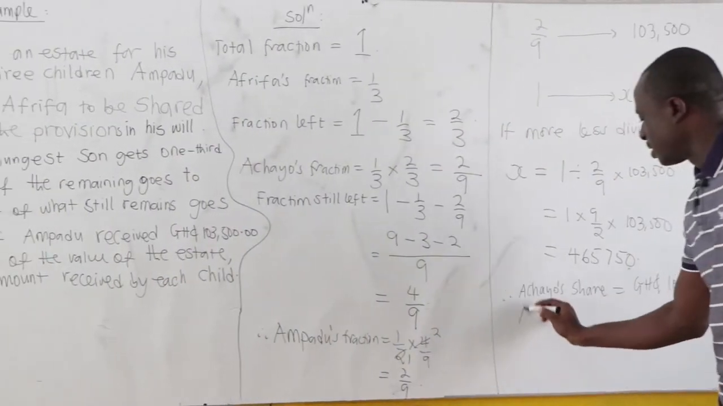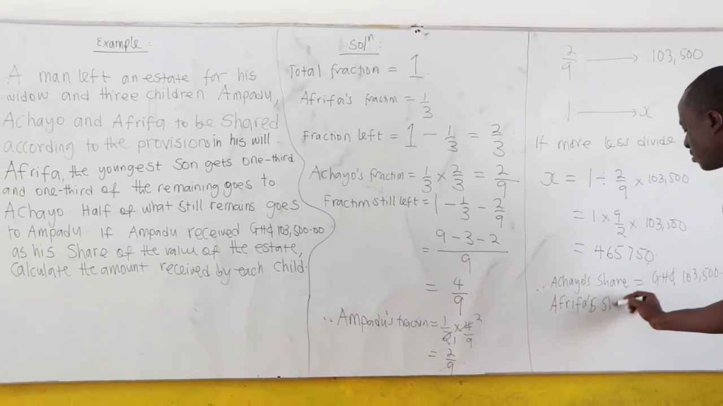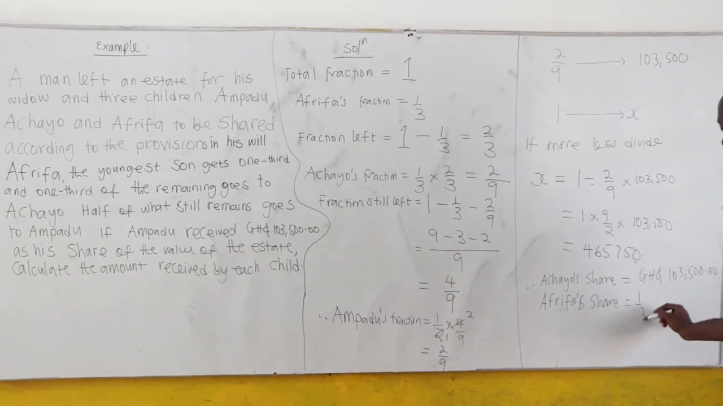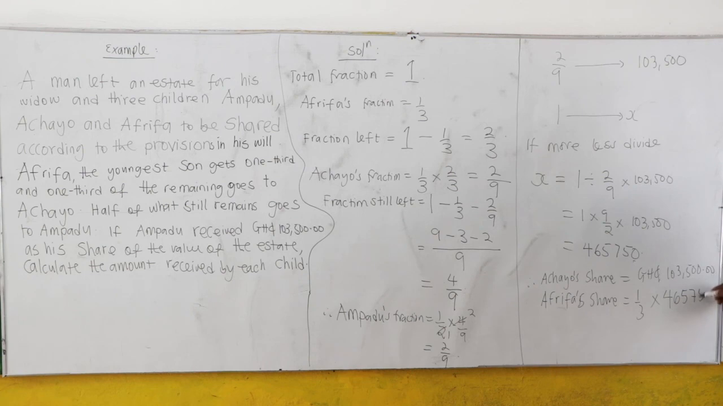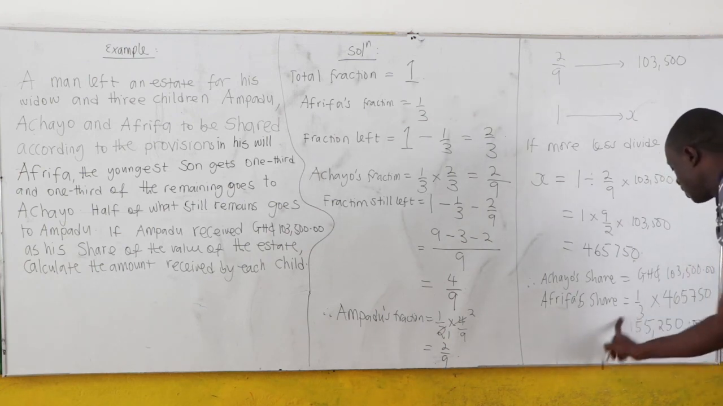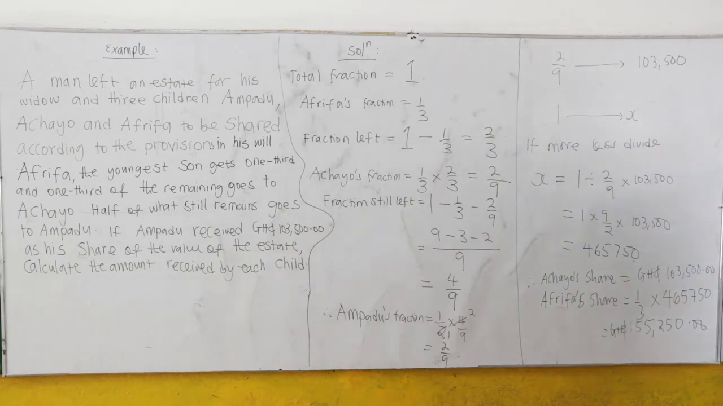Now, we are supposed to work out Afrifa's share. So Afrifa's share, now, what is the fraction for Afrifa? That is 1 over 3. So 1 over 3 times the total. What is the total? That is 465,750. And when we work this out, it gives us 155,250. So 0.00. We shouldn't forget to bring the unit. So that is Ghana cedis and currency, so 0.00.